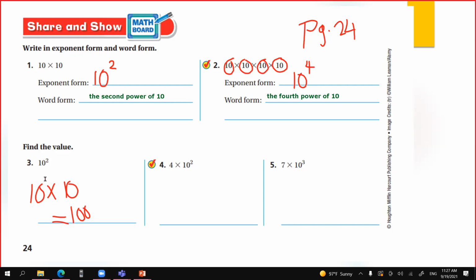Now, Hunada. Yes, Hunada. Here we have 4 times 10 to the power 2. For this number here, first of all, you have to find 10 to the power 2. What do you mean by 10 to the power 2? So it's 10 times 10, which is 100. So here we have 100. Multiply by 4. It will be 400. Bravo.